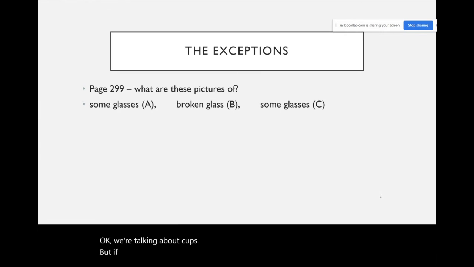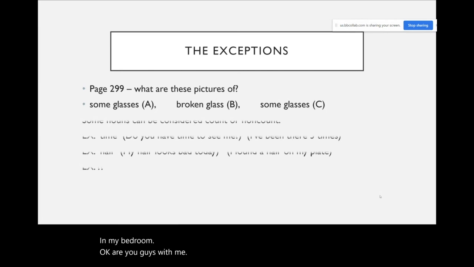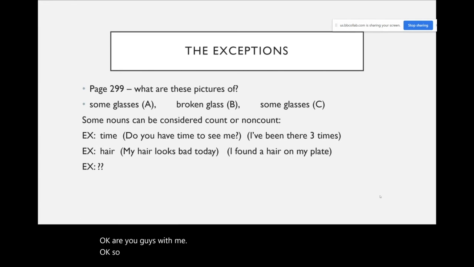About a window, we cannot say "is in my bedroom." Okay? Are you guys with me? Yes. Okay, so here we pay 300, and this is our last. Okay, guys, did y'all have a sentence? Something to share? Oh yeah.